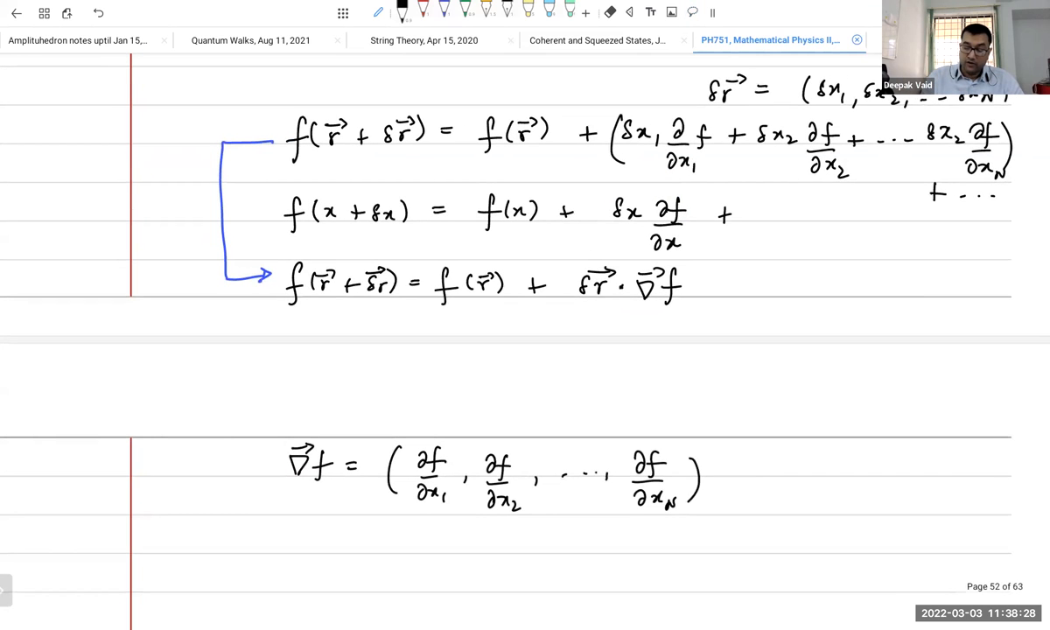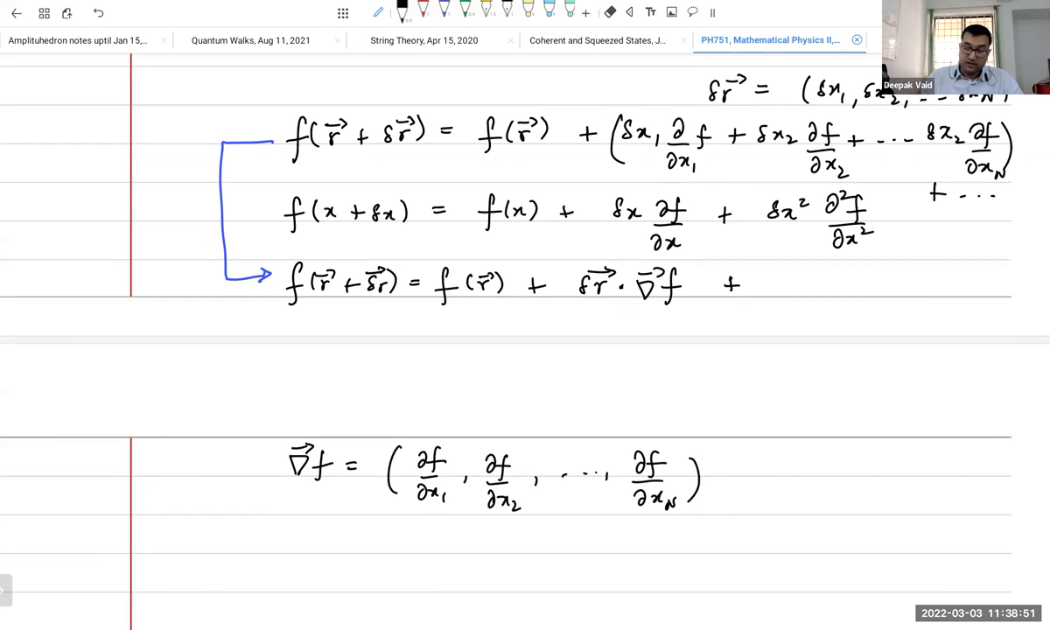What about the second order? The second order is delta x square d2f by dx square. I'm not being careful about whether it's a partial or a full derivative, because it doesn't make any difference, right? It's understood that in the single variable case, this is the full derivative, but that's the same thing.